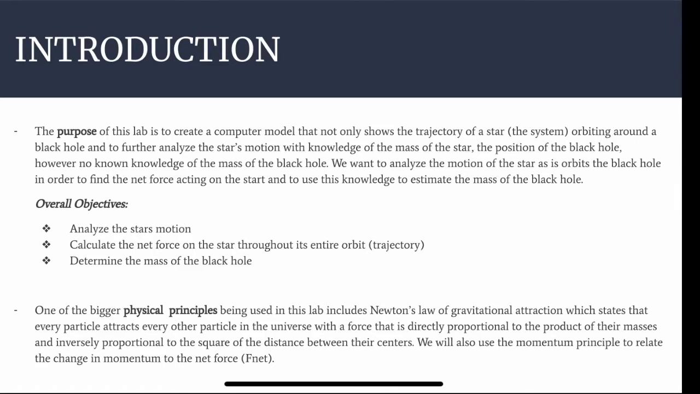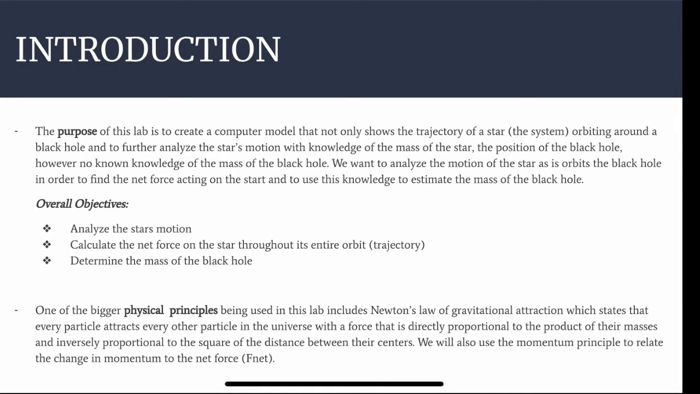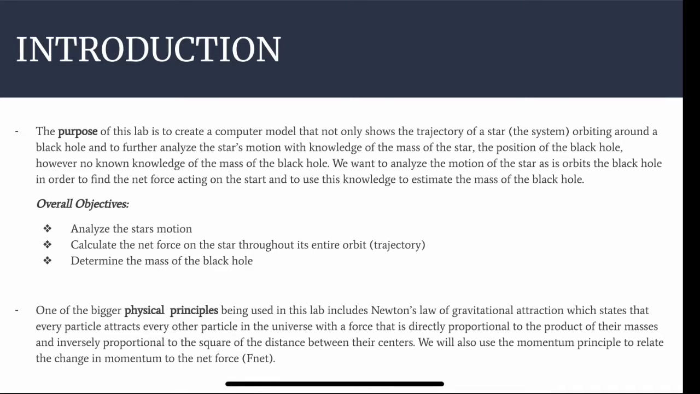The purpose of this lab is to create a computer model that not only shows the trajectory of a star, which is the system, orbiting around a black hole, but to further analyze a star's motion with knowledge of the mass of the star and the position of the black hole, however, no known knowledge of the mass of the black hole. We want to analyze the motion of the star as it orbits the black hole in order to find the net force acting on the star, and to use this knowledge to estimate the mass of the black hole.